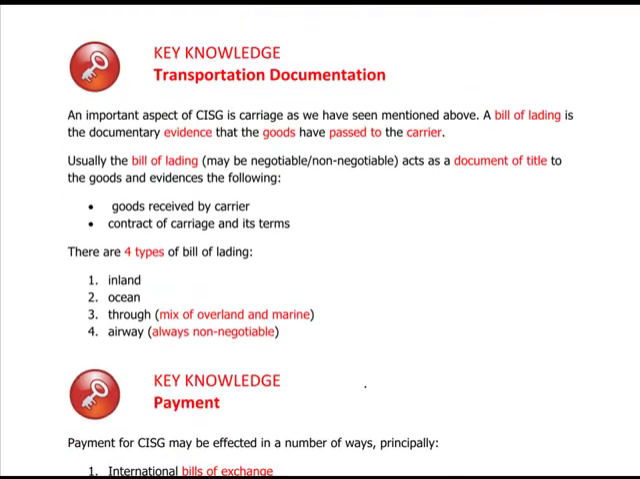Transportation documentation is an important part of the syllabus. A bill of lading is the documentary evidence that the goods have passed to the carrier. So it's almost like a title deed of a property. Usually the bill of lading can be negotiable or non-negotiable, even while the goods are on transit. There are 4 types of lading: inland, ocean, through, airway. I would suggest that you look at those in the essential text online.